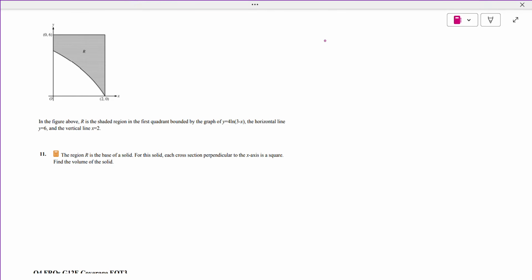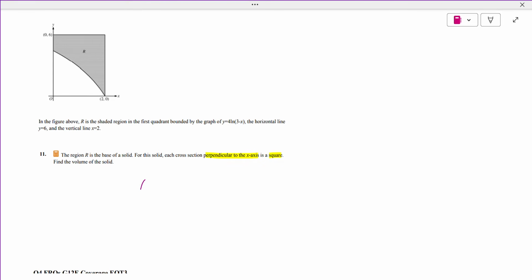The region R is the base of a solid. So this is what it says. The cross sections are perpendicular to the x-axis. The cross sections are squares. Find the volume of the solid.